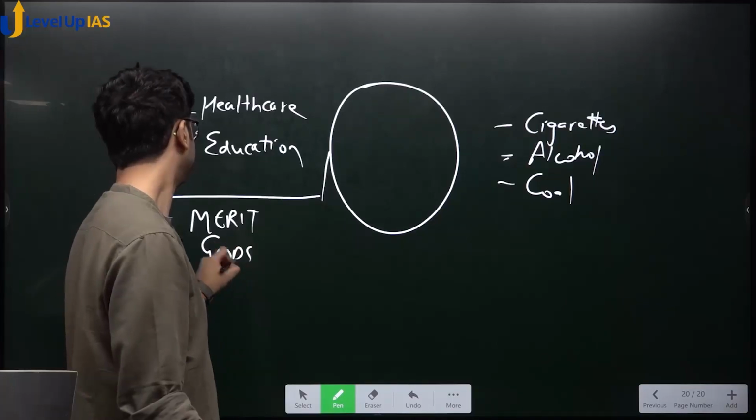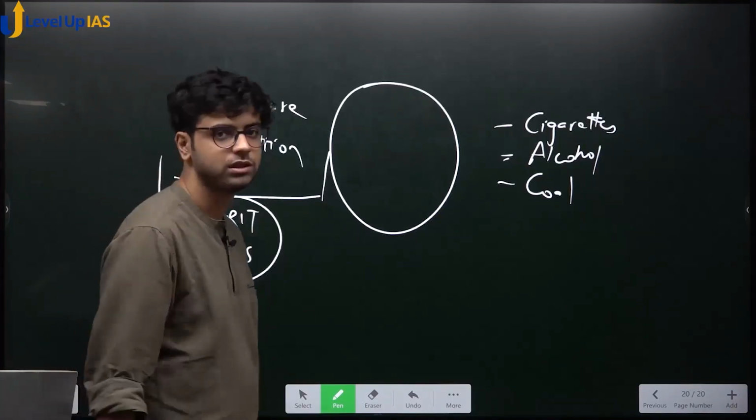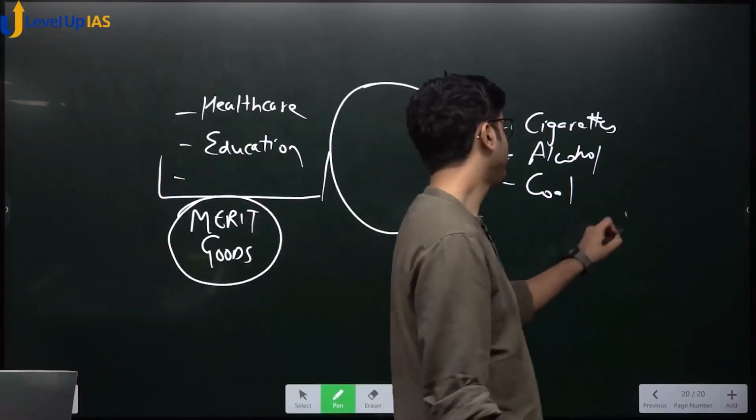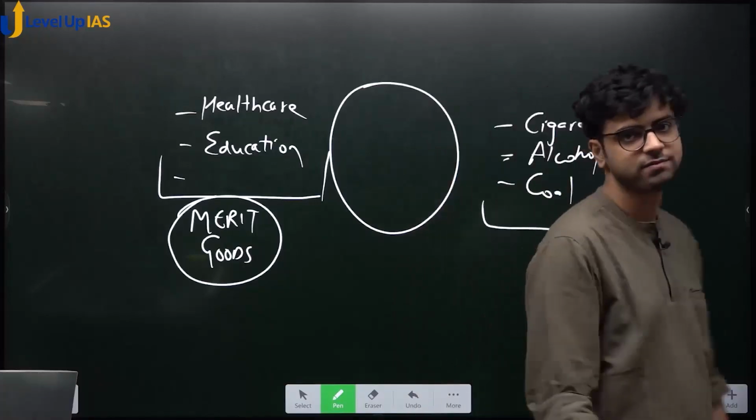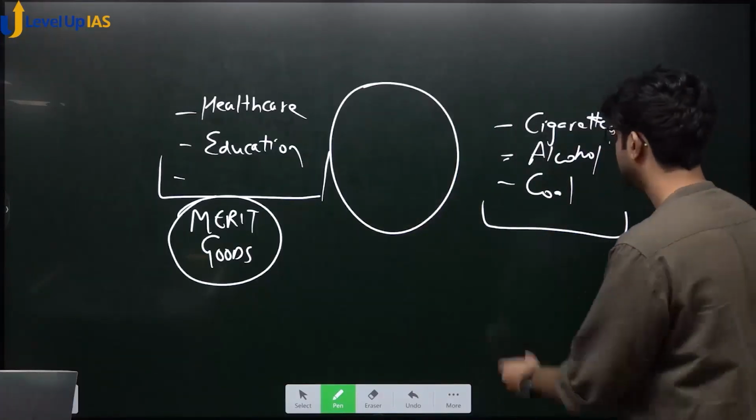Merit, right? It's a positive word. It's merit goods. Now you only tell me, what would these goods be called? Demerit goods.